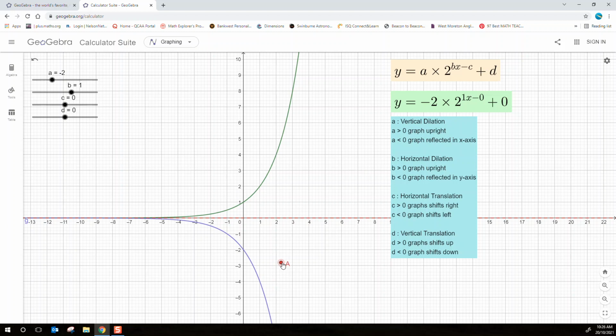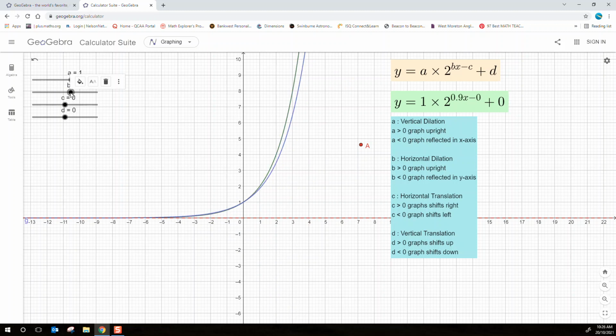So the value of a controls the vertical dilation, and dilation means it could be stretched or compressed depending on whether a is larger than 1 or less than 1. So fractional values compress, values larger than 1 stretch, and of course if a is positive or negative, that's where we have the graph being upright or inverted. So I'll put a back to 1 so that we aren't distracted.